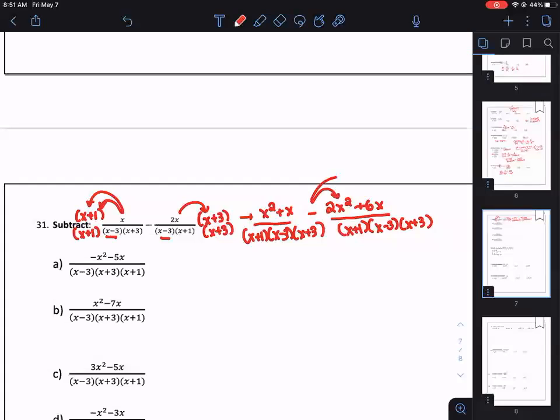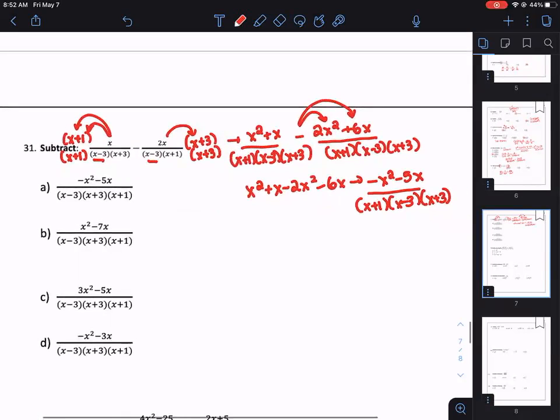So we have to make sure we distribute and negate. So we will get x squared plus x minus 2x squared minus 6x over the denominator, which we already know. So negative x squared minus 5x over (x plus 1)(x minus 3)(x plus 3). Now you can factor out a negative x from the numerator, but even if you decide to do that, you are not going to get any sort of reducing. So A would be your answer.